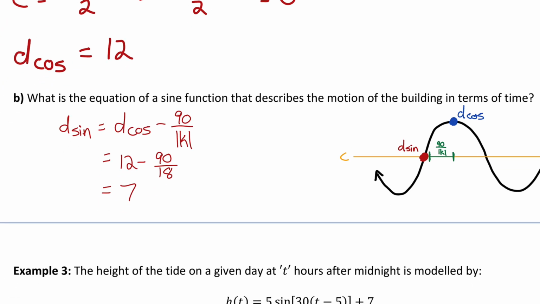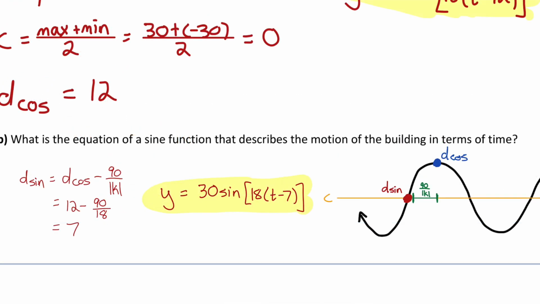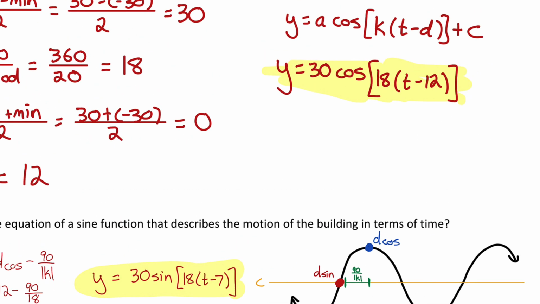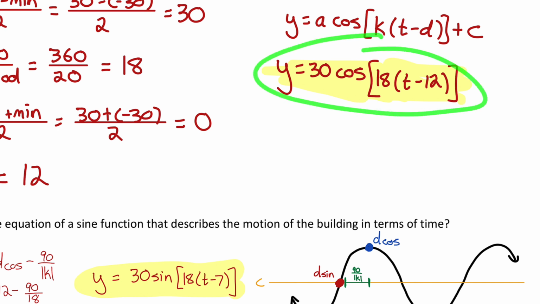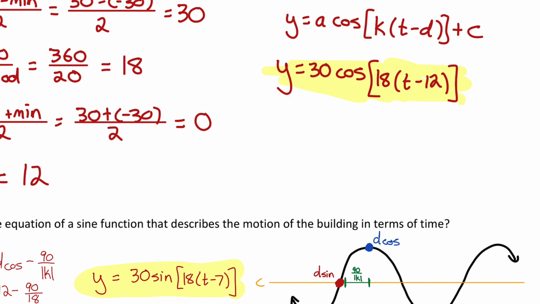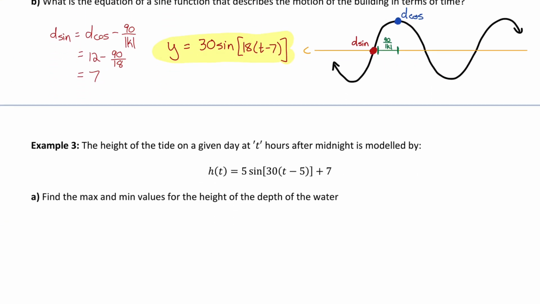So I'll do that below here. And there we have it. This function that I just highlighted there, and this cosine function up here are equivalent functions. They describe the same relationship between those two variables. And now let's move on to our third example.